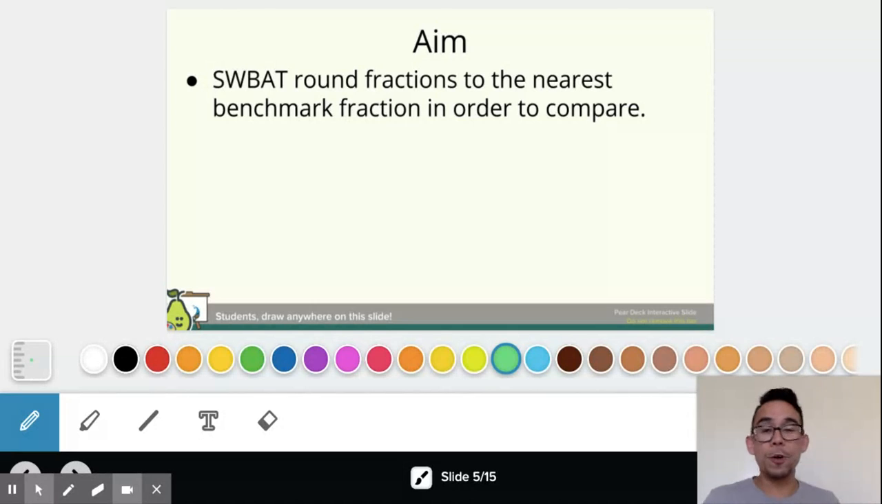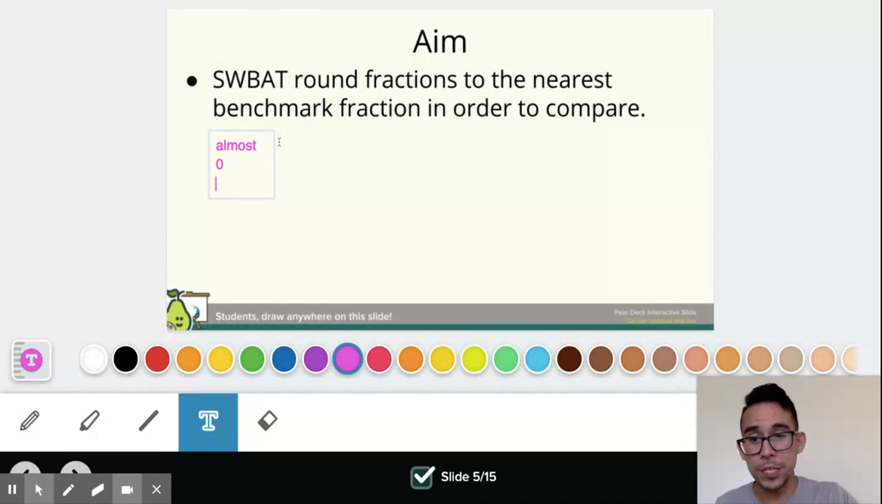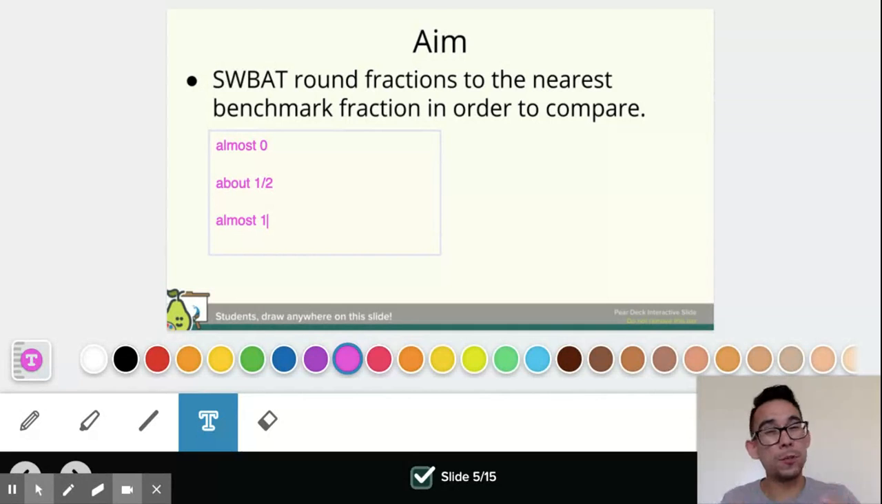In this lesson, we will explore the concept of rounding fractions to the nearest benchmark. Examples of the benchmarks that we will be rounding to are: if a number is close to zero, so almost zero. Another benchmark that we will use is if a number is almost half or about half. Another benchmark would be almost one, so close to one whole. Or another benchmark we could use is stating that the number is greater than one.